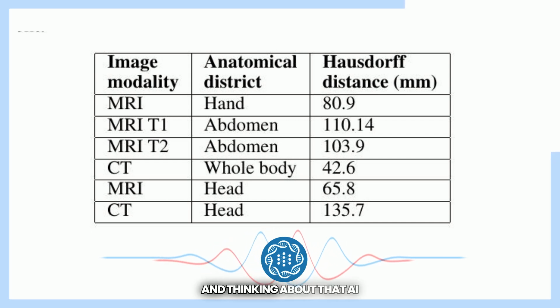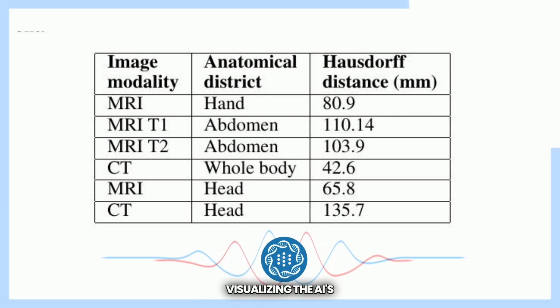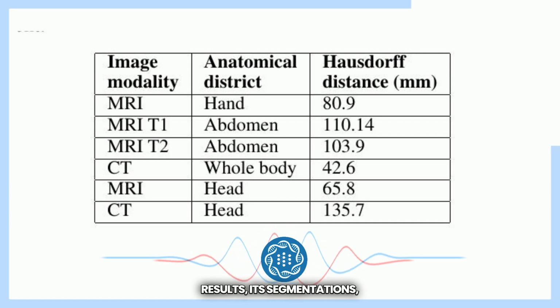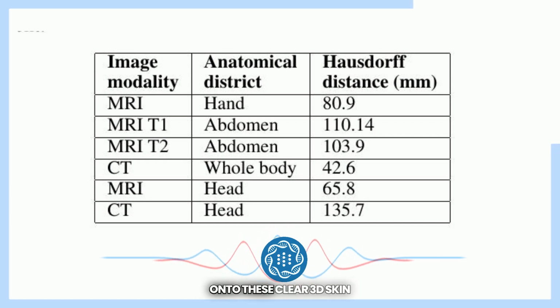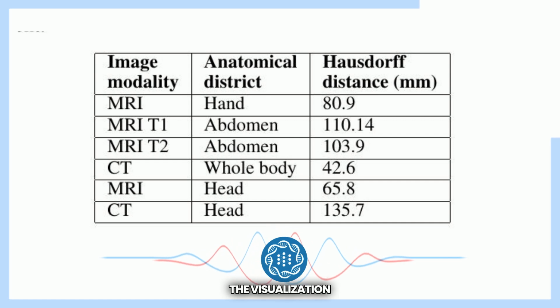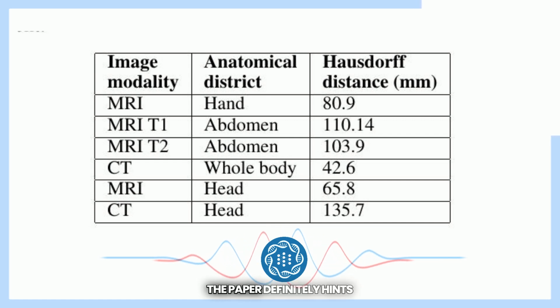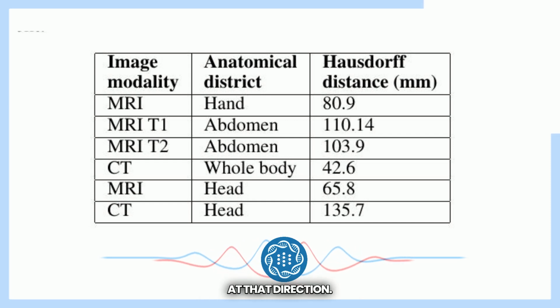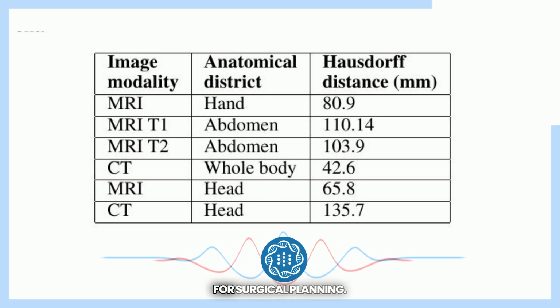It really is. And thinking about that AI black box problem, maybe visualizing the AI's results, its segmentations, its predicted landmarks onto these clear 3D skin models could actually help doctors understand and trust the AI more. That's a great point. Using the visualization to improve interpretability, the paper definitely hints at that direction. What about future work? Where does this research go next? They mentioned a few key areas. One is using this 3D skin segmentation to create uncertainty maps for surgical planning.